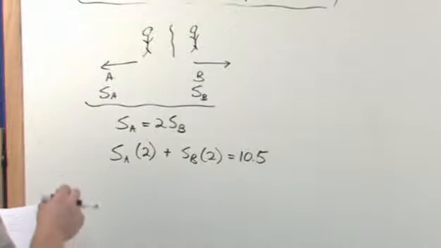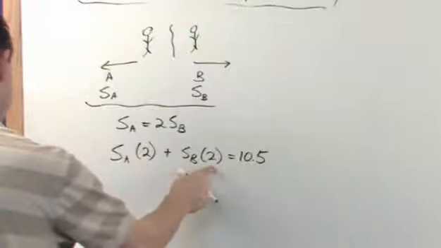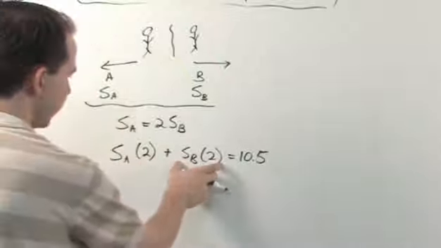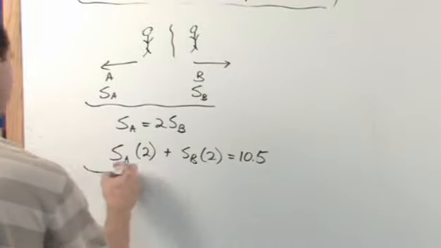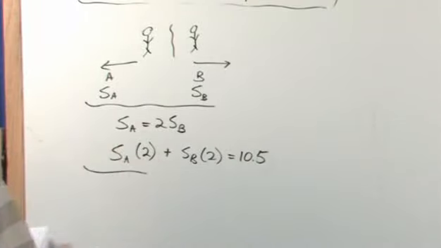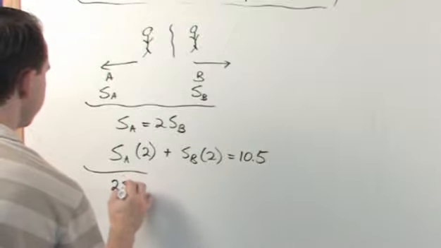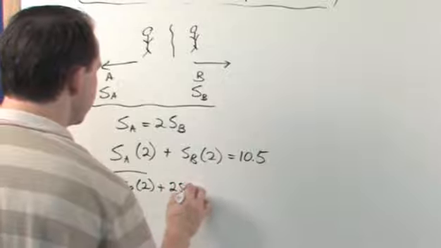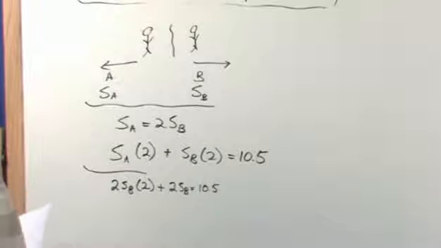Just read it again. If one person walks twice as fast as the other, here's where we start. And in 2 hours, they are 10.5 miles apart. That means that how far this guy walked plus how far this guy walked must equal 10.5 miles. Then what are their speeds? Now notice I've got two equations and two unknowns, so I can solve for these speeds. So I'm going to take SA and plug it into here. So I'm going to have 2SB times 2 plus 2SB is equal to 10.5. Just take this and plug it in there. That's all I did.